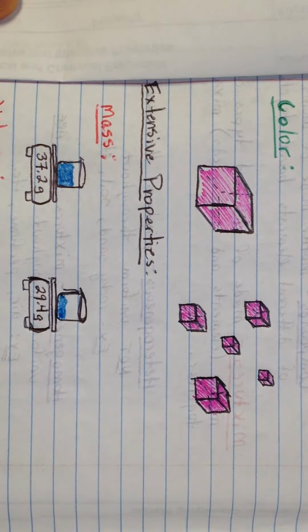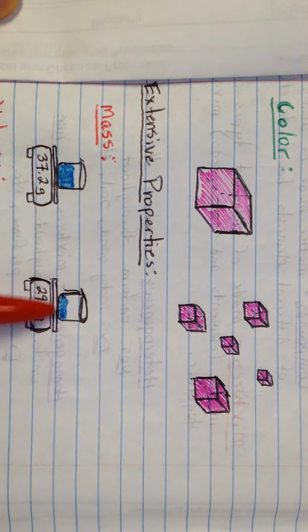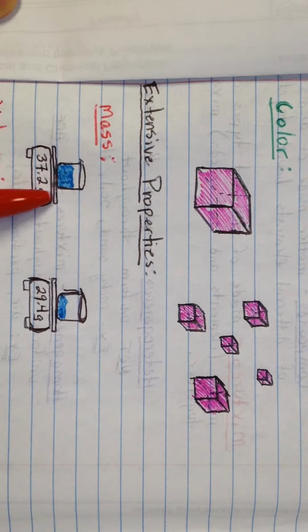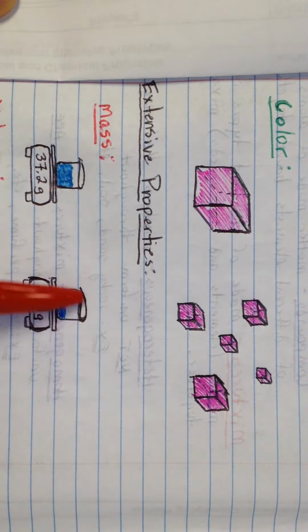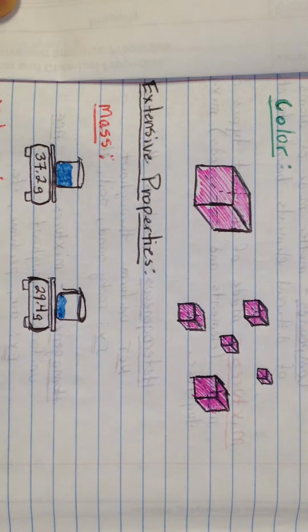So on the left side, some examples of extensive properties. Well, the first one is mass, which is kind of obvious, but obviously the amount of matter here does affect the mass. So I have a beaker with some water in it on the left that has a mass of 37.2 grams. If I were to pour some of that water out and have less matter in the system, the mass is going to go down to 29.4 grams. So mass is dependent, of course, on the amount of matter that you have.